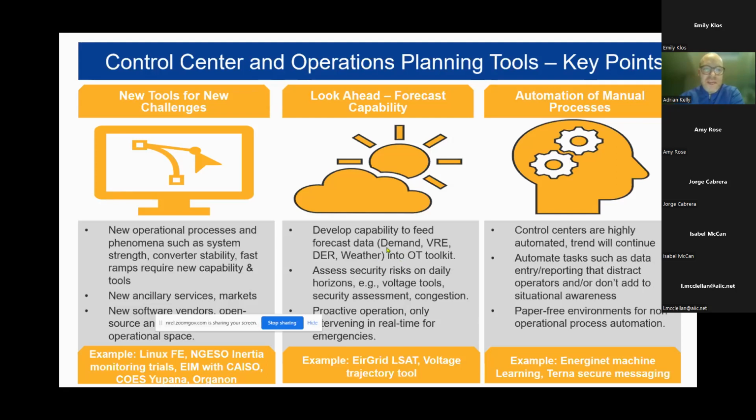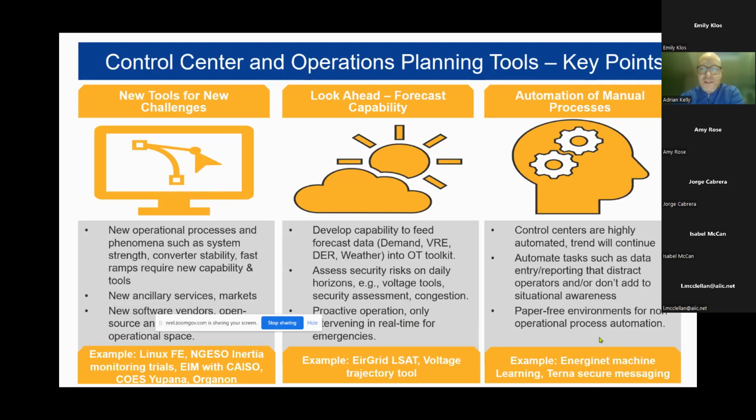We also need look-ahead forecast capability. So we spoke about the operator being a forecaster, having foresight, but that requires the forecast data to be fed into the operational tools and processes. So demand forecasts, variable renewables, DER, weather forecasts should be fed into what were previously real-time operations tools. And this allows for proactive operation, allows people to see ahead, look across the peak, and make sure that they're secure. So the leaders here, I would say, are EirGrid with their deployment of LSAT, the look-ahead stability tool, and the voltage trajectory tool, which does voltage management across a horizon.